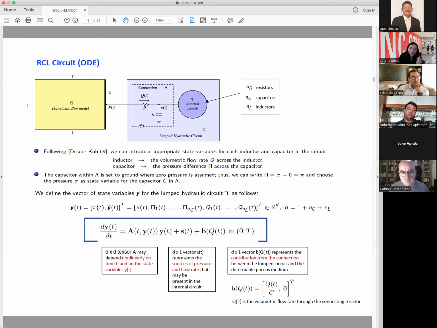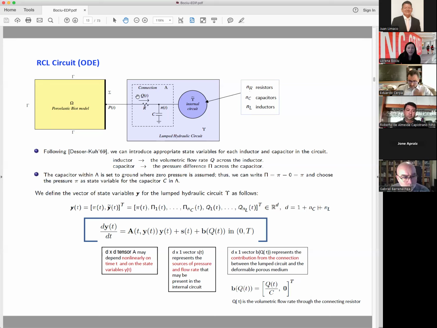I should have mentioned that for what we did here, we basically split this lumped hydraulic circuit into the connection, which we call lambda. This is what connects the circuit to the poroelastic model, and then the internal circuit, upsilon tilde, which we assume has N sub R resistors, N sub C capacitors, and N sub L inductors. For each inductor, we have the volumetric flow rate across the inductor, which we call Q. For each capacitor, we have the pressure difference across the capacitor, for which we use the capital letter Pi.